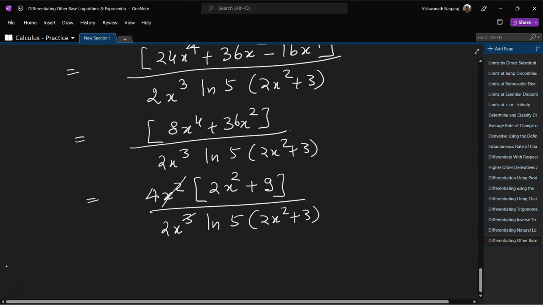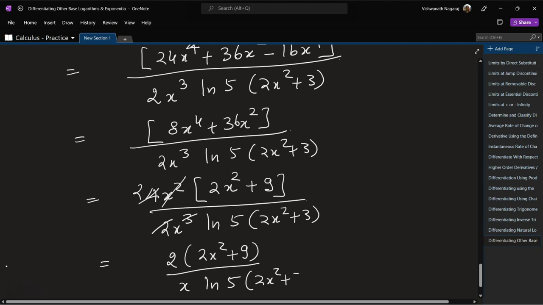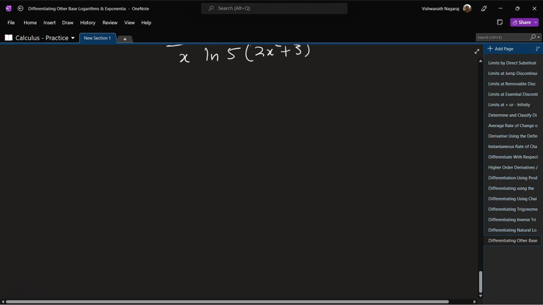So here x square and this cancels 2. So the answer is 2 times 2x square plus 9 by x times natural log of 5 times 2x square plus 3. Okay, 8th one done, 9th one now.